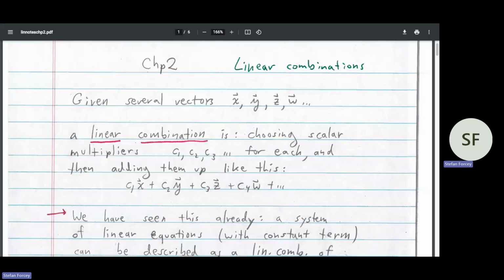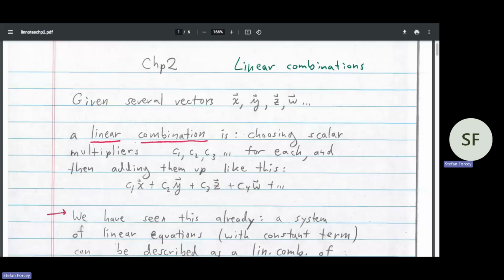If you're given several vectors, x, y, z, w, a linear combination is choosing scalar multipliers, c1, c2, c3, for each of them, and then adding them up, just like this. Multiply by the constants, and then add up the results.